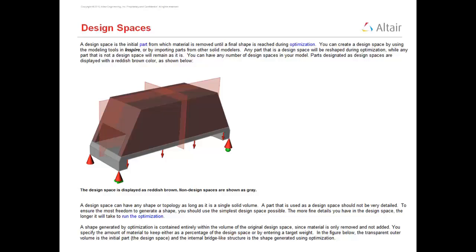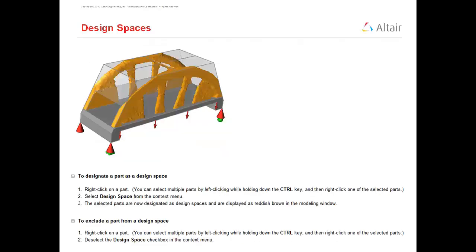A shape generated by optimization is contained entirely within the volume of the original design space. Since material is only removed, not added, you specify the amount of material to keep either as a percentage of the design space or by entering a target weight. In the figure below you can see the entire volume with the change in the design space. So this is the optimized shape of the bridge.